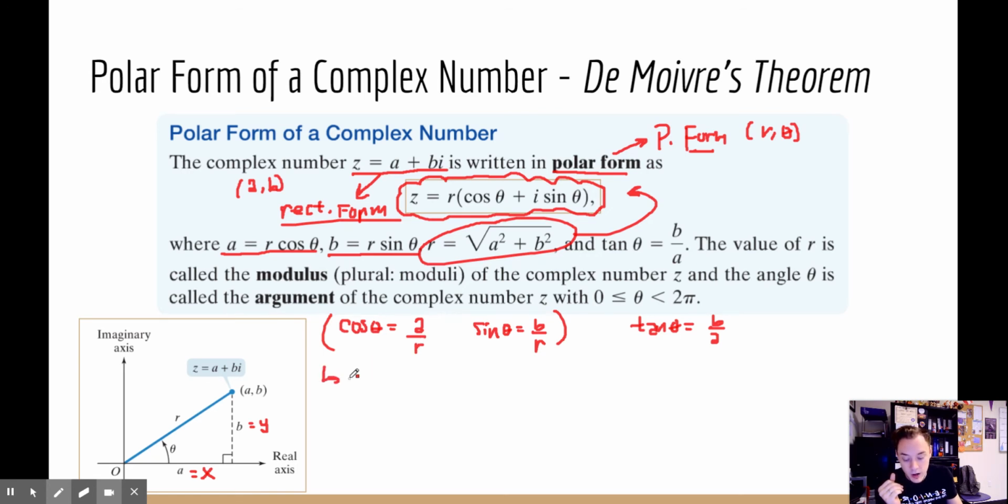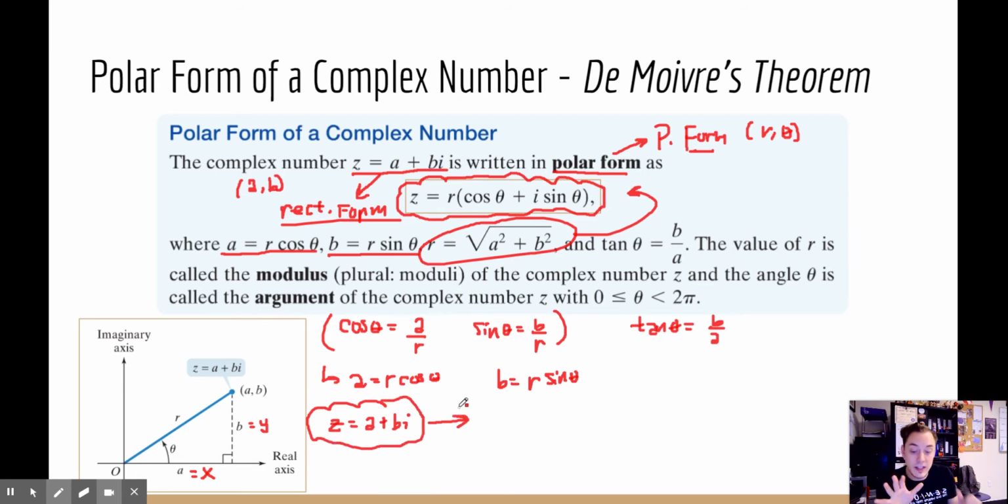So I can multiply r to both sides, so a equals r times cosine of theta, and then b equals r times sine of theta. I can use this information to then go further. If this is z equals a plus bi, I can then put this rectangular form into what we call a polar form by using this information. So in r and thetas.